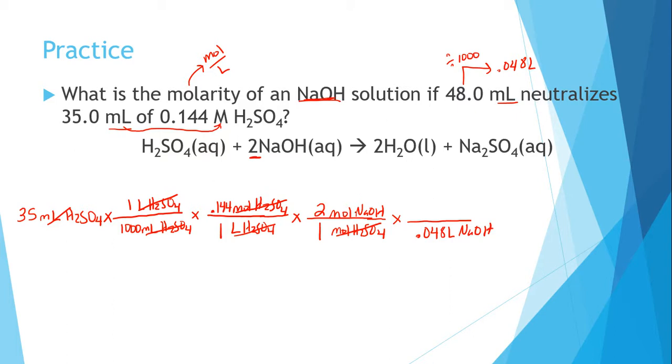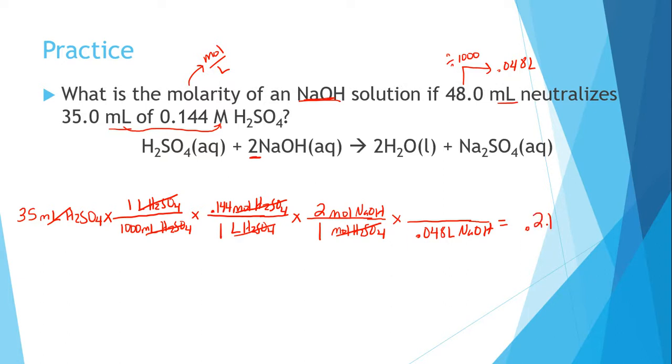Note, I have my moles of sodium hydroxide and my liters of sodium hydroxide, and they're opposites because I want moles divided by liters. Note there's nothing up here. You don't have to write anything up there. If it makes you feel better, you can put a 1 up there, but you don't have to. And then we're going to go ahead and equal this out. 35 divided by 1,000 times 0.144 times 2 divided by 0.048, and you get 0.21.